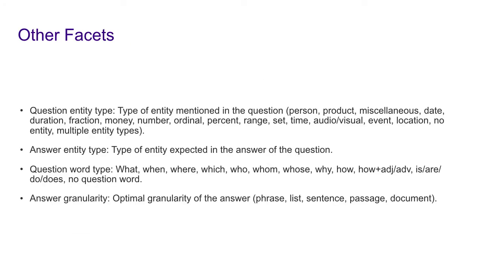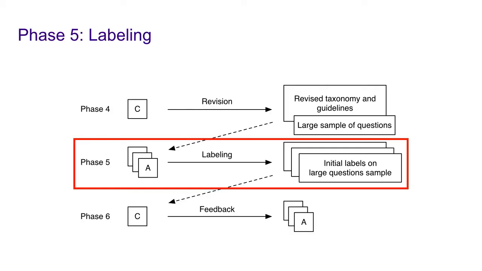Besides the question intent, we obtain several other facets. Two of these are the type of the entity mentioned in the question and the answer. Here, as labels, we use an extended version of the entity types provided in the Stanford NLP library. The other two facets are the question word and the optimal granularity of the answer, where the answer granularity can take one of the 5 possible values: phrase, list, sentence, passage, or document. In phase 5, each assessor independently labels the provided questions based on the revised taxonomy and guidelines. This phase is where the bulk of the work happens.